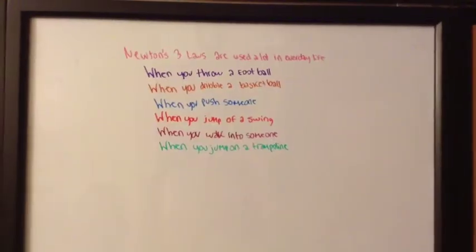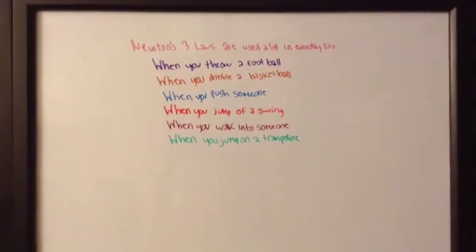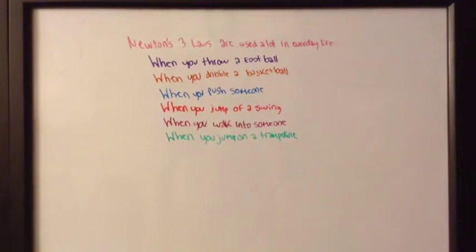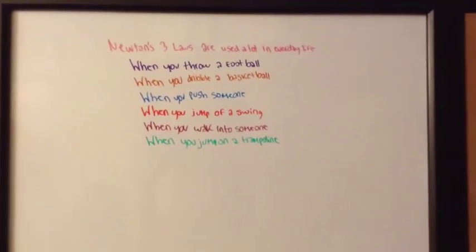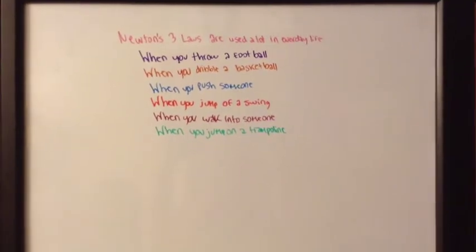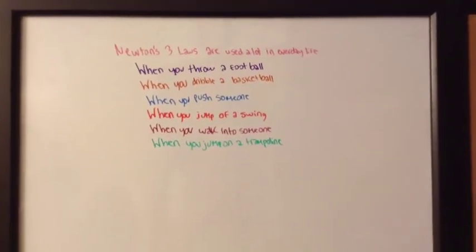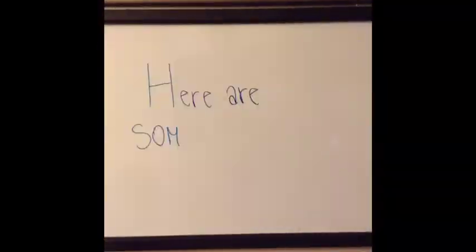How are they used in everyday life? Newton's three laws are used a lot in everyday life. When you throw a football, when you dribble a basketball, when you push someone, when you jump off a swing, when you walk into someone, and when you jump on a trampoline are just a few examples of how they're used. What does that have to do with Newton's three laws?